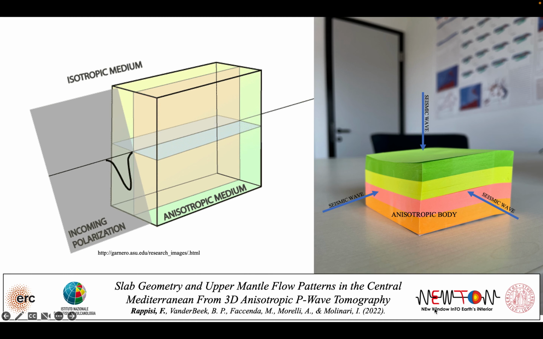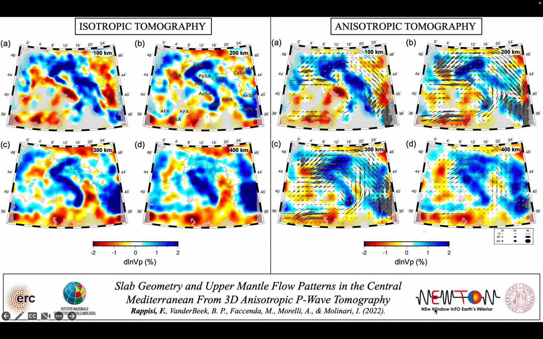of propagation. We have recently conducted and published in the Journal of Geophysical Research: Solid Earth the first teleseismic P-wave anisotropic tomography of the central Mediterranean. In this work, we presented new isotropic and anisotropic images of the upper mantle beneath the central Mediterranean area.